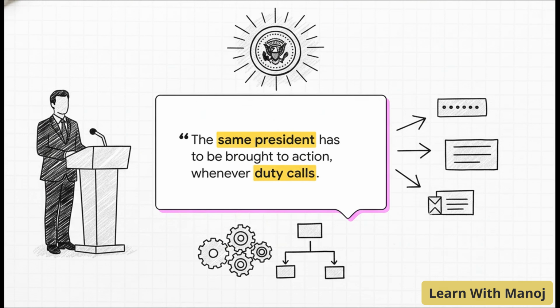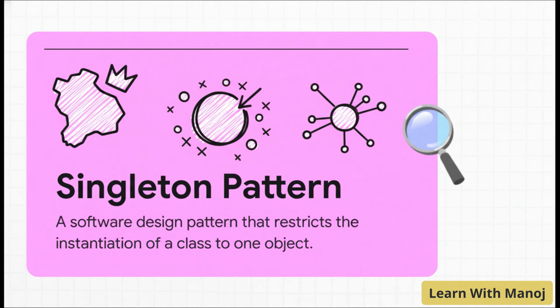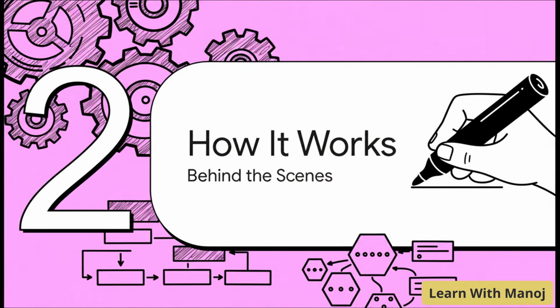And because there's only one president, it means that whenever a big decision needs to be made, everyone knows exactly who to go to. You don't get a different president for every problem. You always go back to that same single office. It's the one consistent point of contact. And that leads us right to the official definition. See? Just like a country makes sure it only has one president, the Singleton pattern is a rule you put in your code to make sure a particular class can only ever create one single object. That's its whole job.